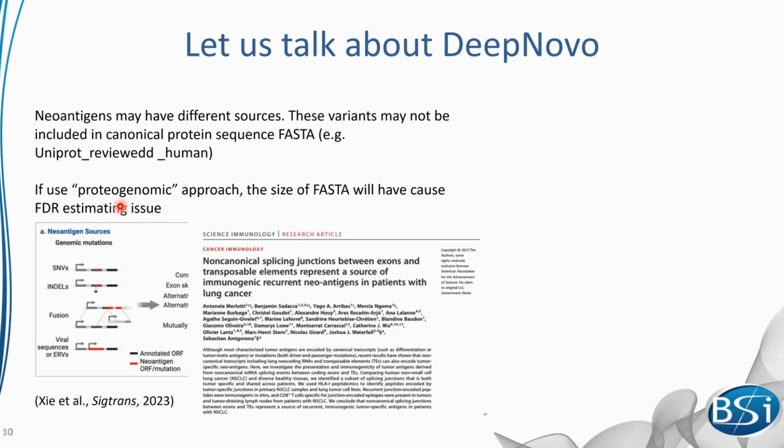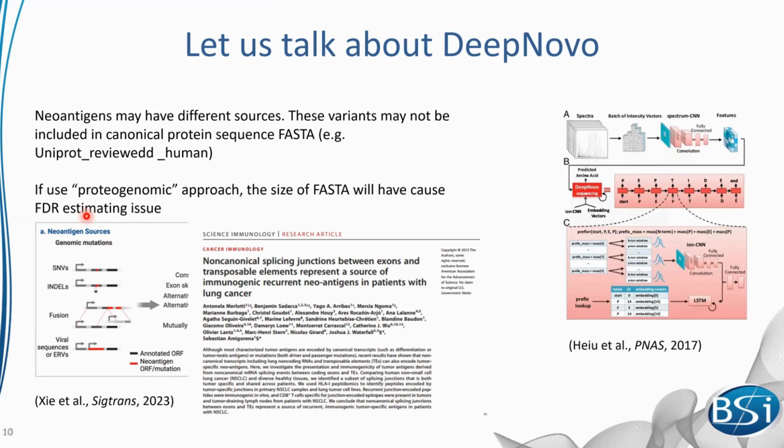Usually we have an alternative: we do a proteogenomics search. That means for each sample, we can use the mRNA sequencing result for that sample, and then search against this personal FASTA file. But there is one issue here. Usually the size of the personal FASTA is very large, so the search space is large. In this situation, FDR estimation will be an issue. So this time, we need DeepNovo.